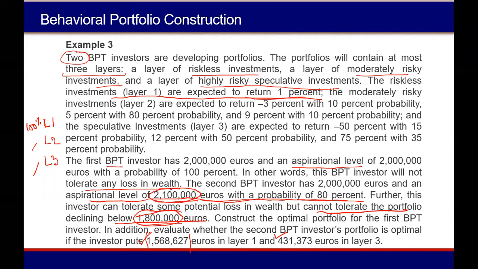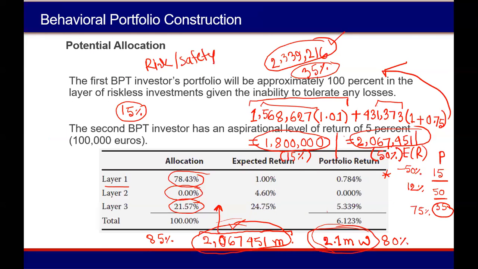Or alternatively, you can also change this one, the 2.1 million aspirational level. If you say that my aspirational level is not now 2.1 million, rather my aspirational level is this 2.067 million, in that case, do we need to make any more rearrangement? No, sir. Okay. So in this way, there are different possibilities. There are different ways of allocating, and there is no perfect allocation, but we need to make sure that we have constructed a portfolio in a way that meets the investor's risk objective and return objective.